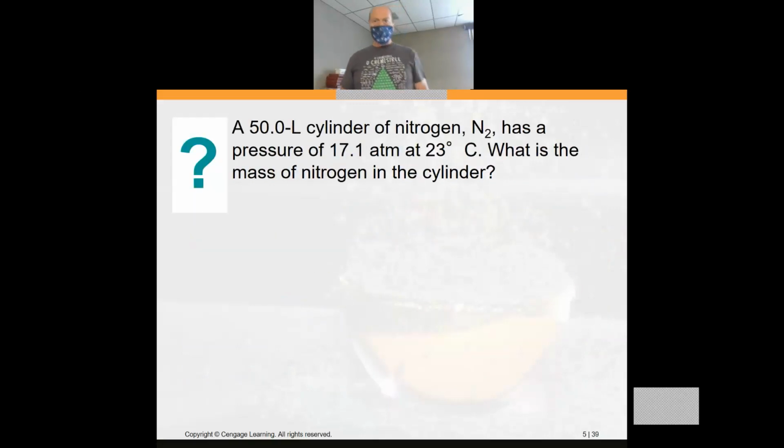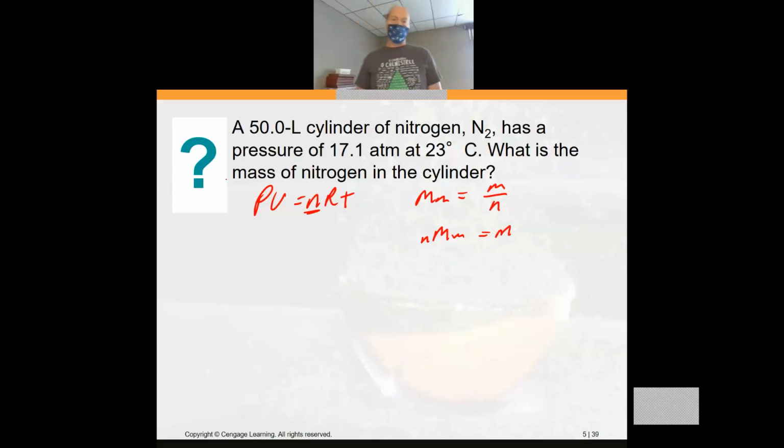All right, so I don't think we finished this one. What is the mass of nitrogen in the cylinder is the question. So PV is equal to nRT. When the question is, what is the mass, you can solve for moles. And once you solve for moles, you know that your molar mass is mass per mole, and so once you have moles, you take your molar mass times the moles that you get, and you will have the mass for your answer.